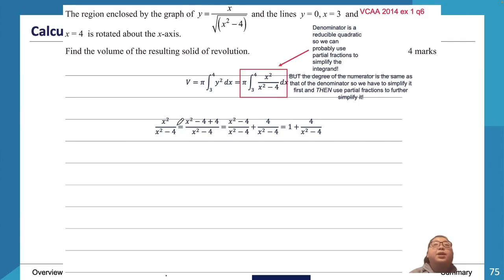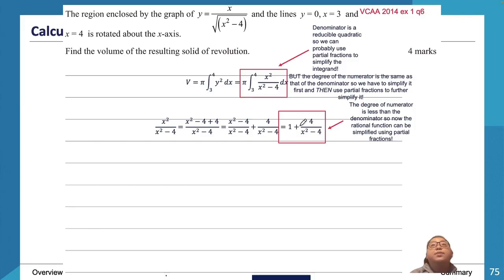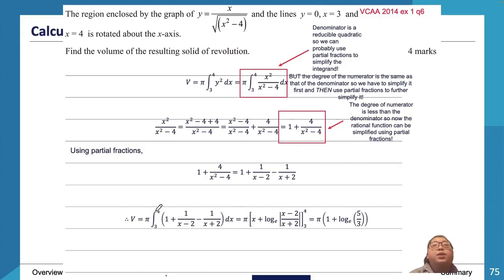And then you think about the amount that's changed. So that's just the plus 4 at the top. So we'll get 1 plus 4 over x squared minus 4. Now you need to use partial fractions to change that. So 1 plus 4 over x squared minus 4 will equal 1 plus 1 over x minus 2 minus 1 over x plus 2. And essentially, you just sum them into partial fractions to find that. And then we can anti-diff it.